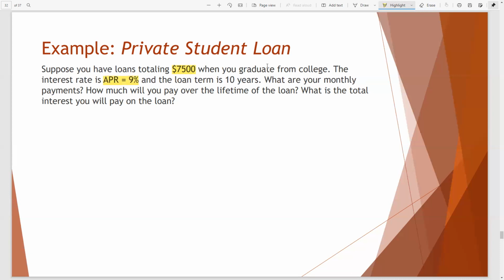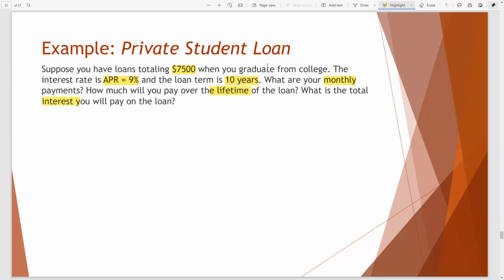You need to pay back the loan in 10 years at an annual interest rate of 9%, and you pay off that loan in 10 years. You want to find, first, how much is the monthly payment? And also, how much will you pay over the lifetime of the loan, the total amount over the lifetime.